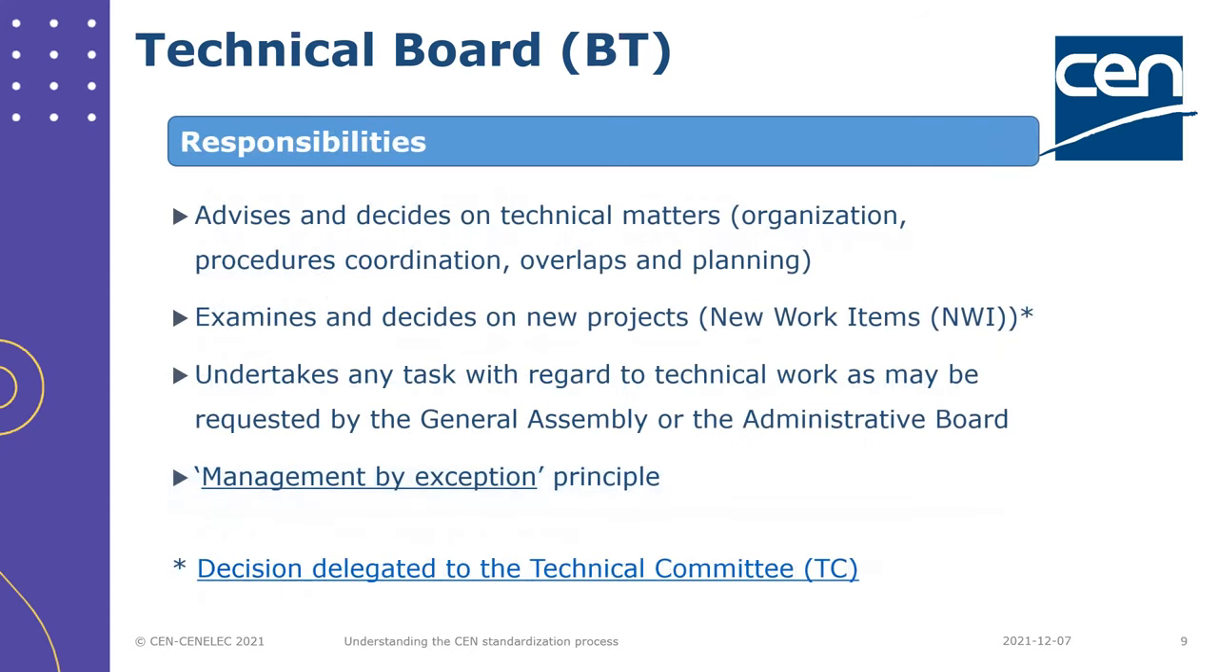Now, in terms of responsibilities of the technical board, I already said that the technical board advises and decides on technical matters, particularly organization, overlaps between standards or TCs. Whenever there is a need to implement a new rule or to revise a rule, the technical committee can also ask for some exceptions to the technical board, for example, to deviate from a rule, for example, to ask for a second formal vote that is not foreseen in the rules, as you will see later on. So the BT might agree to have a second formal vote in case there is a number of technical comments that you would like to take into account in the draft standard.